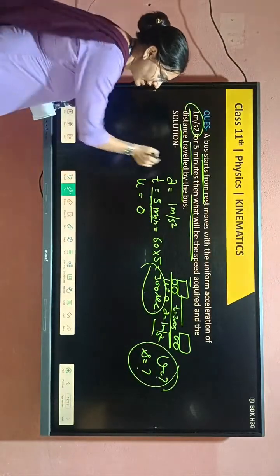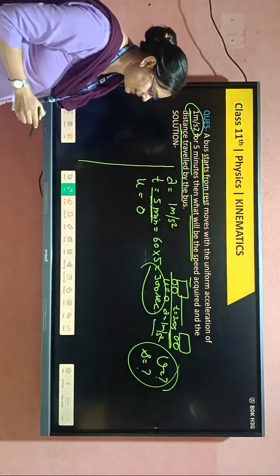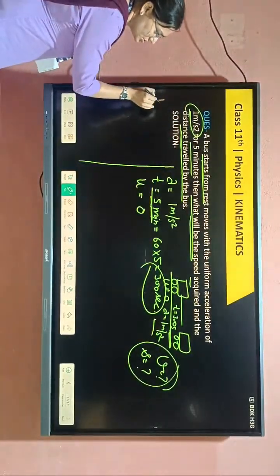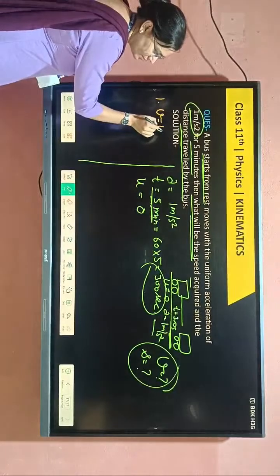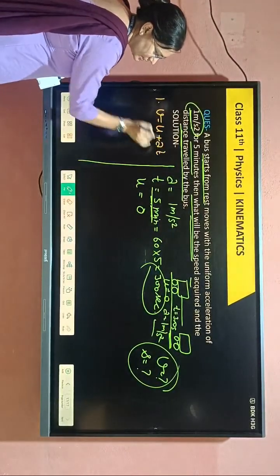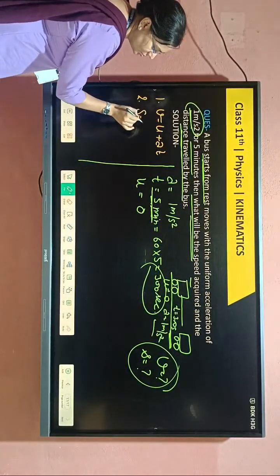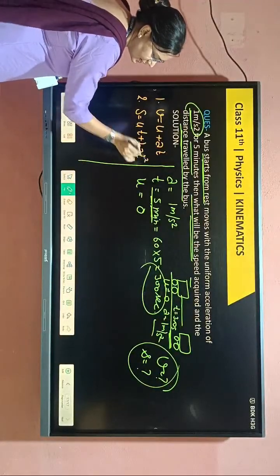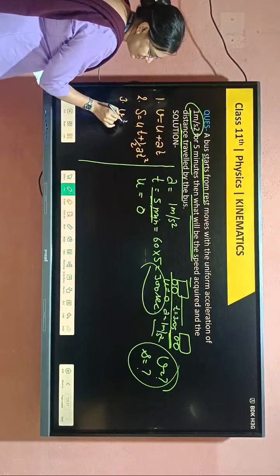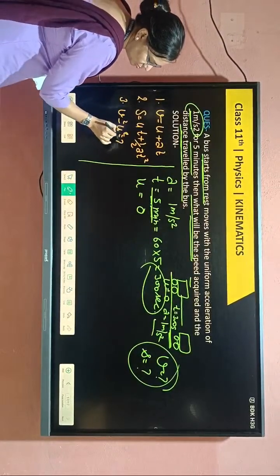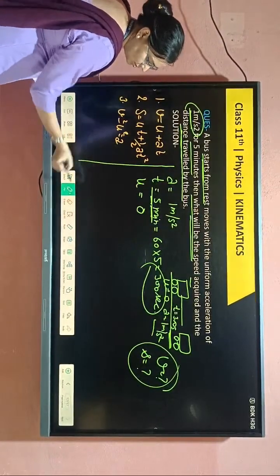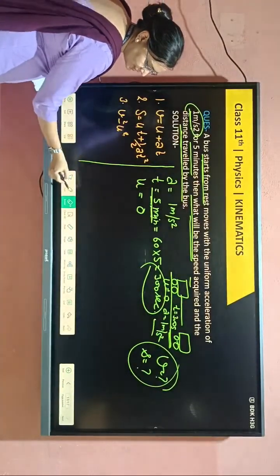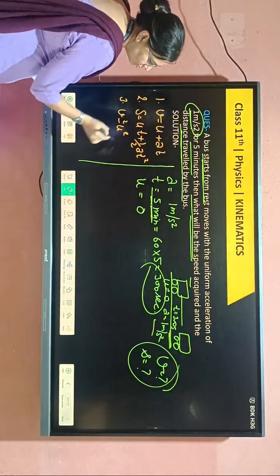Again, beta, if you don't know which equation we can write here, then we can write all three equations separately. First, v equal to u plus at. Second equation, s equal to ut plus half at square. Third equation, v square minus u square equal to 2as. If you don't know which equation we can use for this question, then first we will write all three equations.